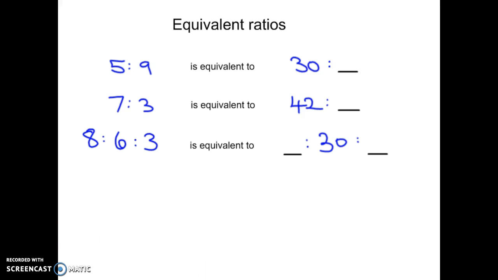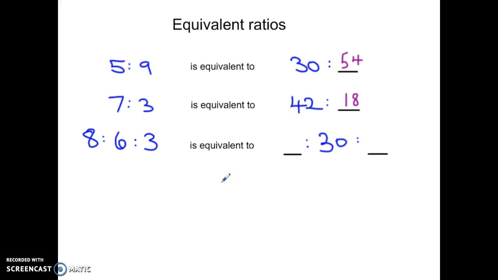Okay, if you followed the methods that I've just been suggesting, 5 goes into 30 6 times. So if we multiply by 6 here, we get 54. 7 goes into 42 6 times. If we multiply the 3 by 6, that will give us 18.